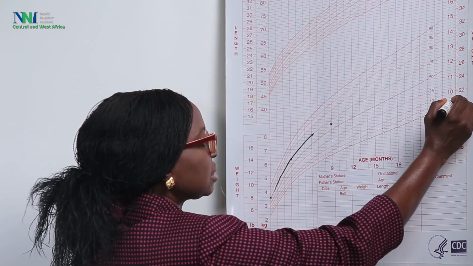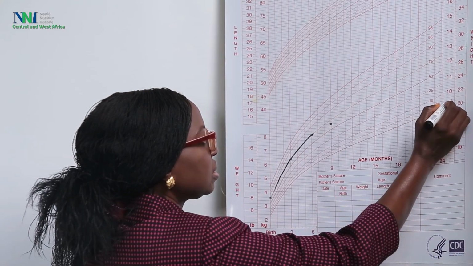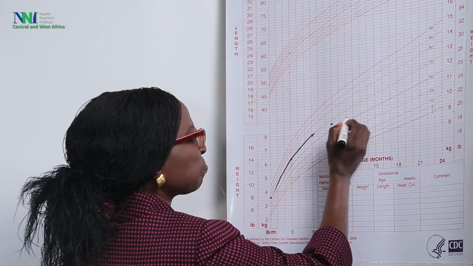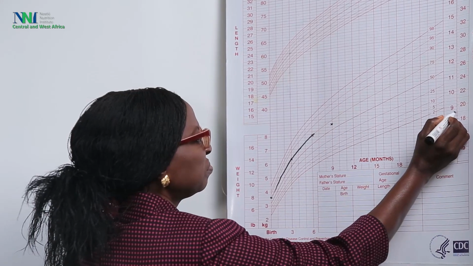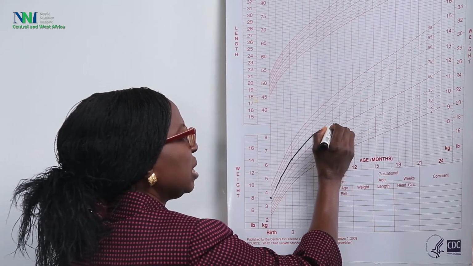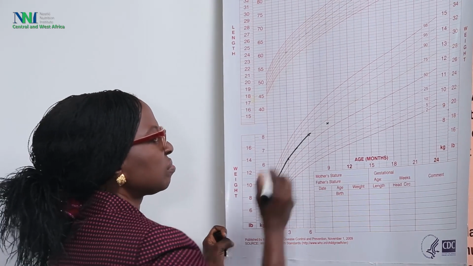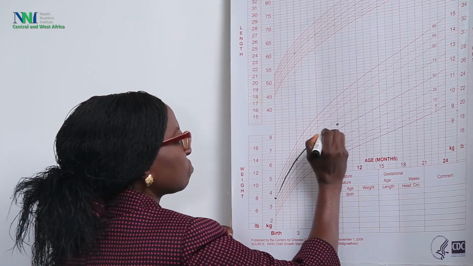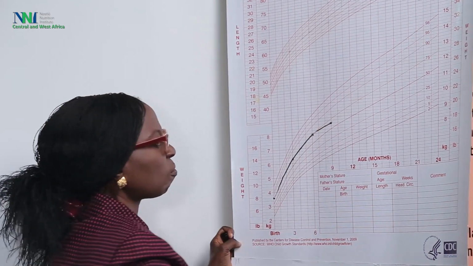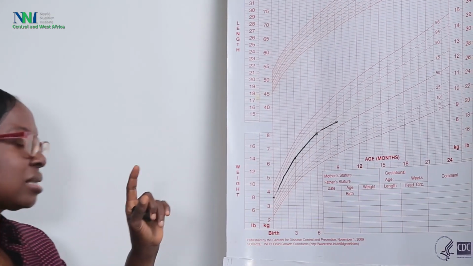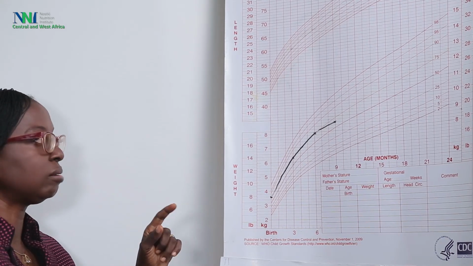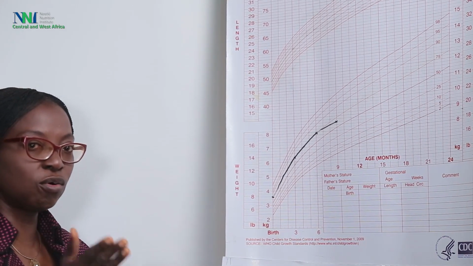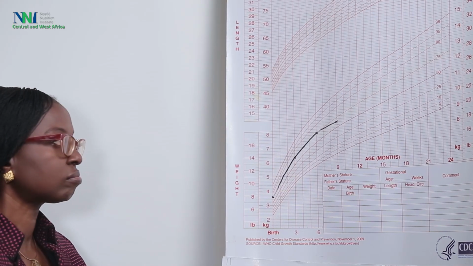So this child at 9 months is now weighing 8.8 kilograms. And then we join the line again. We notice that the line is no longer following the normal curve. There's a growth faltering at this time.